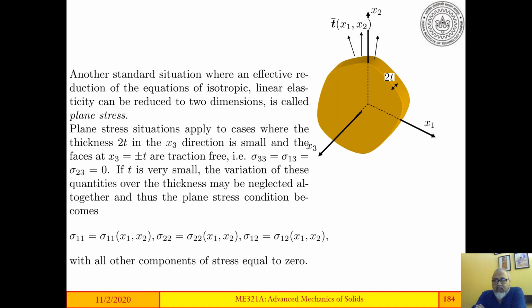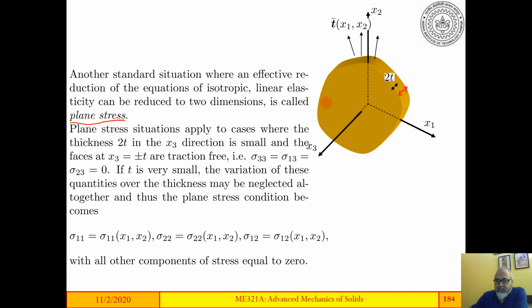This all happens if you have plane strain situations in place. Now the other standard situation that arises is one of plane stress. It happens in cases where the dimensions of the body in the x1 x2 plane are much larger than the dimension in the x3 direction. For example, for a large thin plate lying in the x1 x2 plane, plane stress situations would apply. Plane stress situations are approximations which follow from the Cauchy relation.